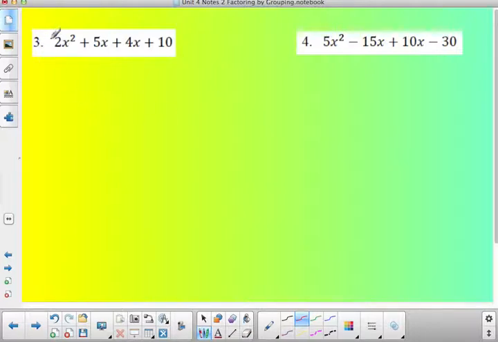4 terms. I'm going to group and look for the GCFs. From the first group, 2 and 5 have no common factors, so I can't take any number out. But I can take out an x. I have an x in both of them. So I have x here, 2x behind, plus 5, and that's the factored form of the first group. So 2x squared divided by x was 2x, 5x divided by x was 5.